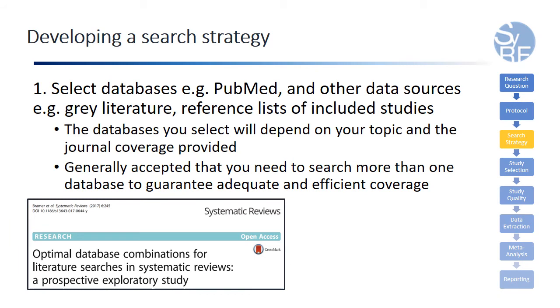Firstly, select the databases that you will search, for example PubMed, Embase and Web of Science. There's also the option to search the grey literature, such as the reference lists of included studies. The databases you select will depend on your topic and the journal coverage provided. It is generally accepted that you need to search more than one database to guarantee adequate and efficient coverage. These databases and search strings need to be pre-specified in your protocol.